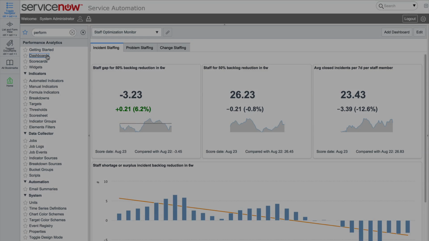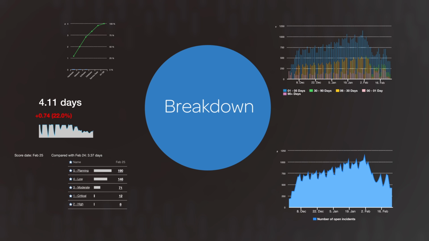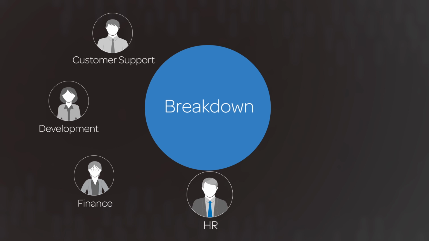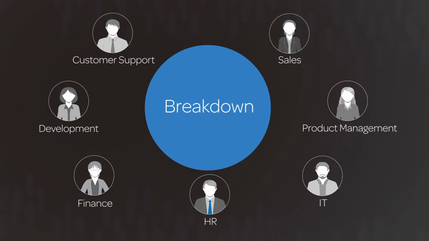of the widgets. But how would you create a dashboard with widgets that display different indicators, all with a common breakdown? For example, what if we wanted to look at employee indicators that all show a breakdown by department: customer support, development, finance, HR, IT, product management, and sales?